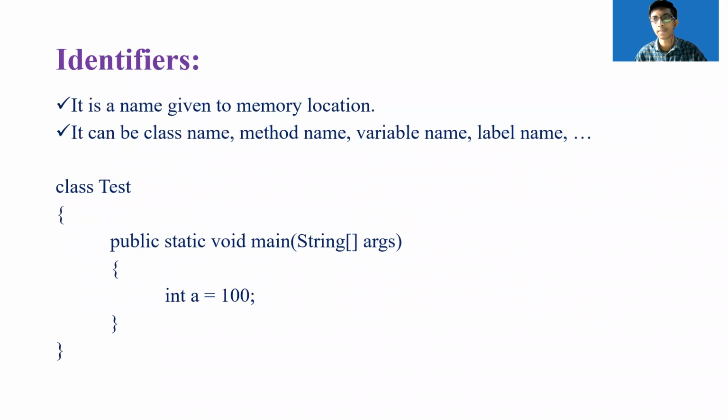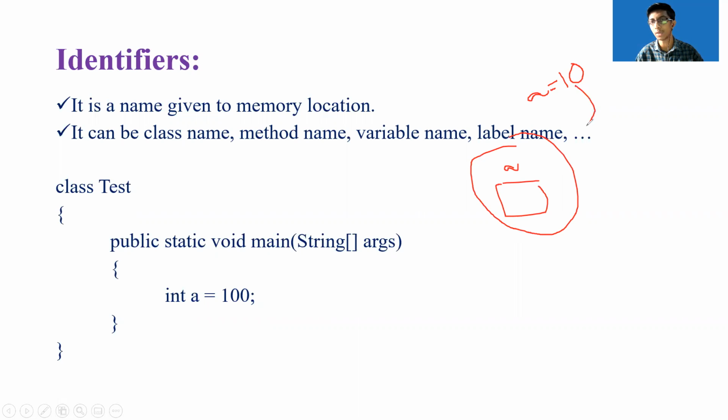See, generally, an identifier is nothing but a name given to a memory location. For example, we consider an identifier as a variable name. A variable name is nothing but a name given to a memory location. For example, we write a statement like this: int a equal to 10. Internally, in our system, we are going to take some memory, and inside that memory we are going to store the data, that is 10.